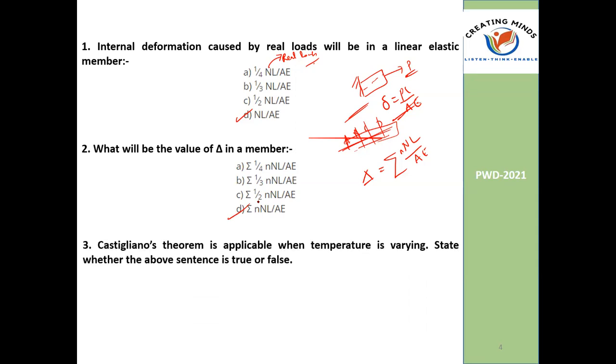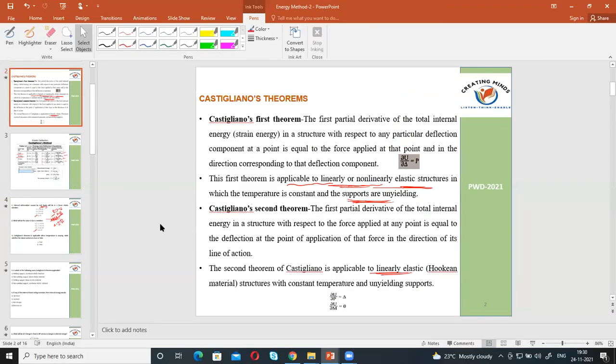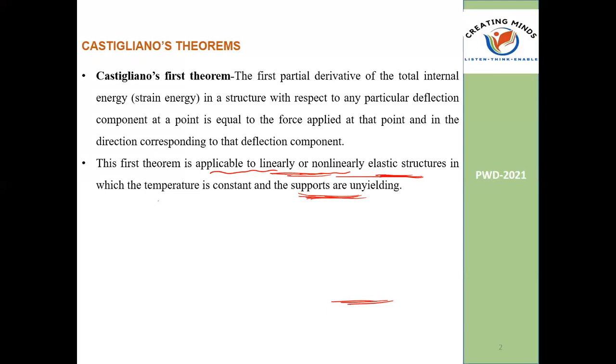Okay, next. Castigliano's theorem is applicable when temperature is varying. State whether the above statement is true or false. False. Just see here in this slide. Observe Castigliano's theorem. What is the equation I have stated here? The temperature is constant.